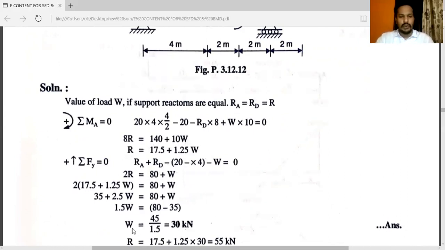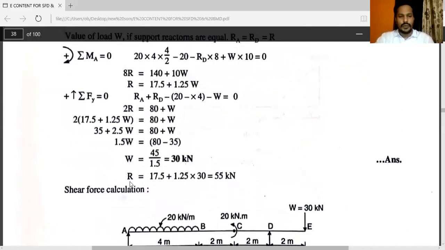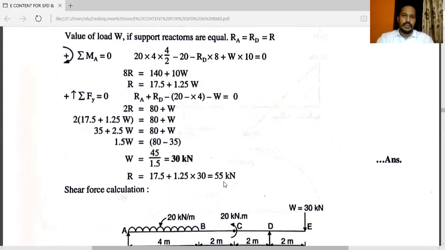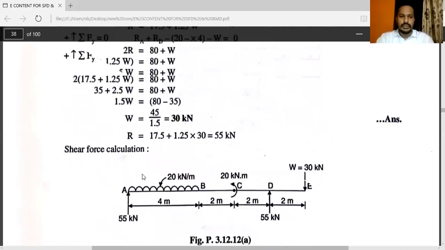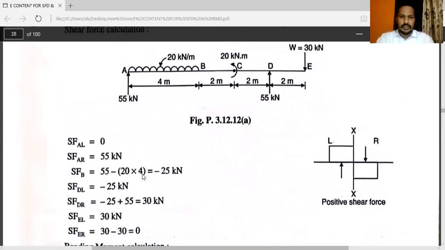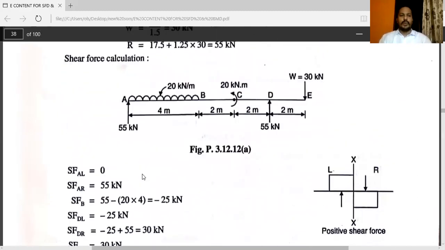Now you have the value of W. You will get the value of R after putting it in the equation. The value will be 55 kilonewton. See, now you have the value of W and you have the value of R. The next step, the second step, is also important: to calculate shear force calculations.